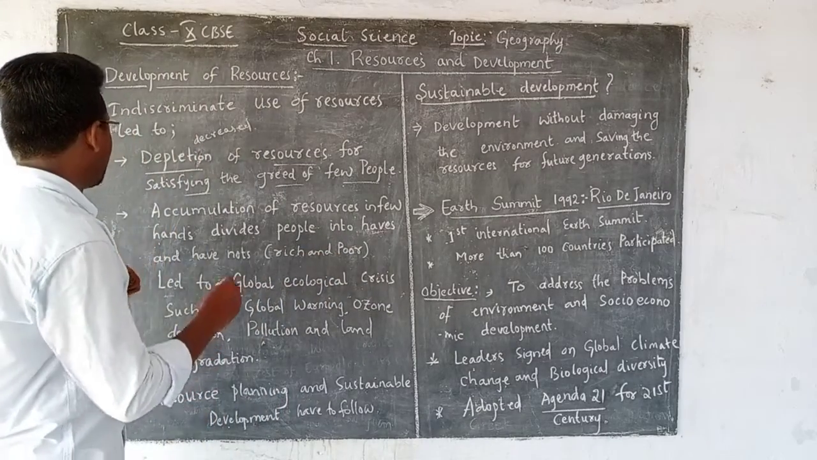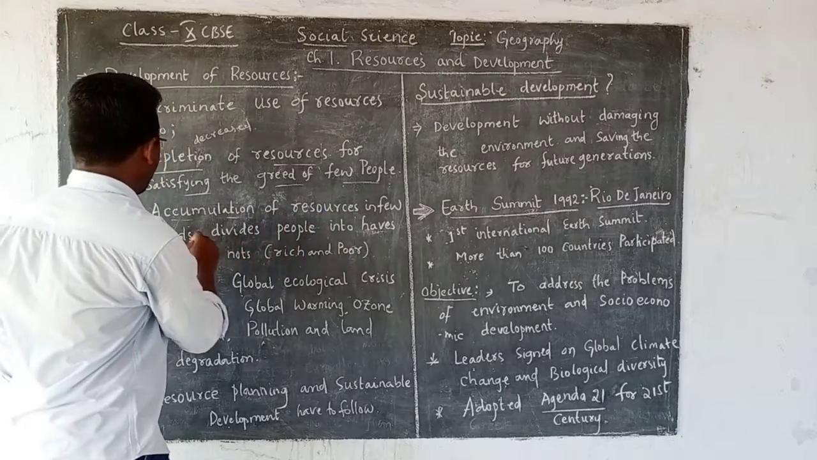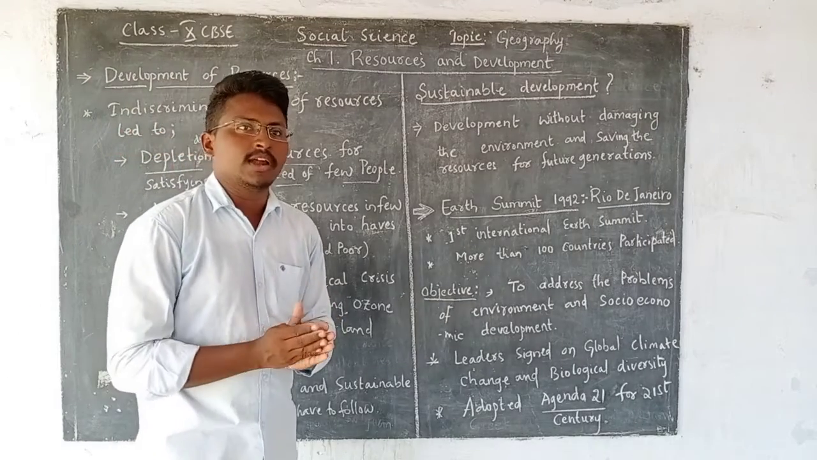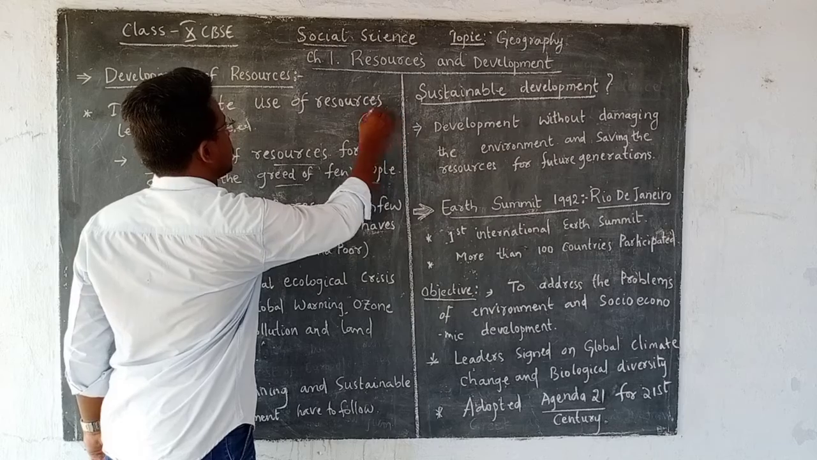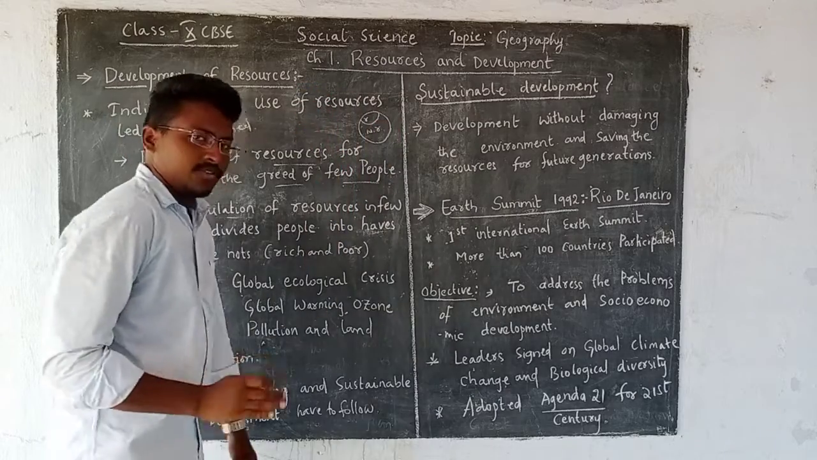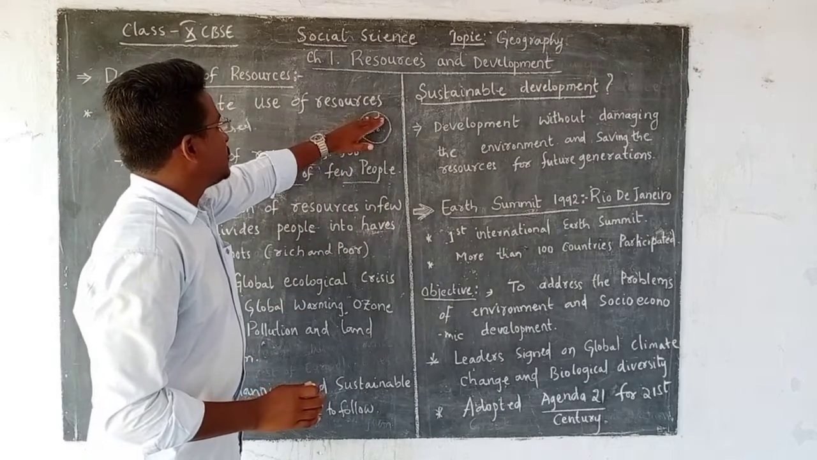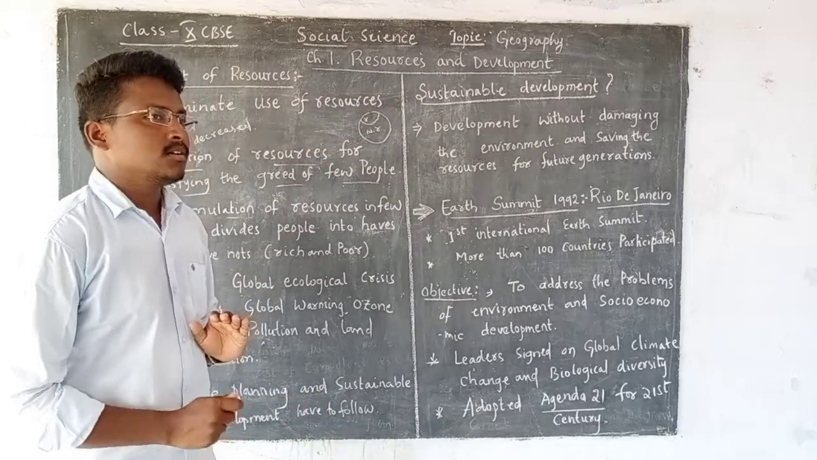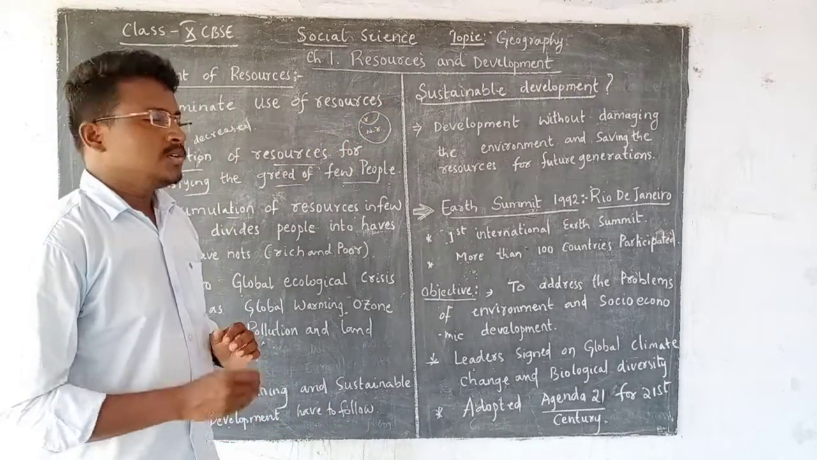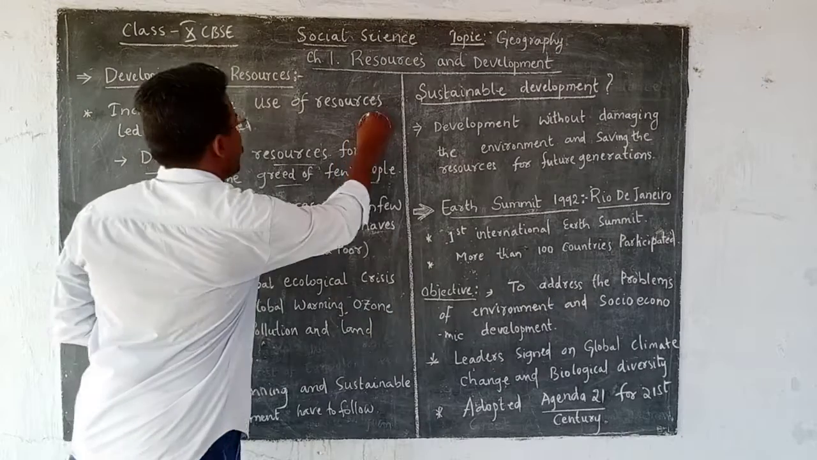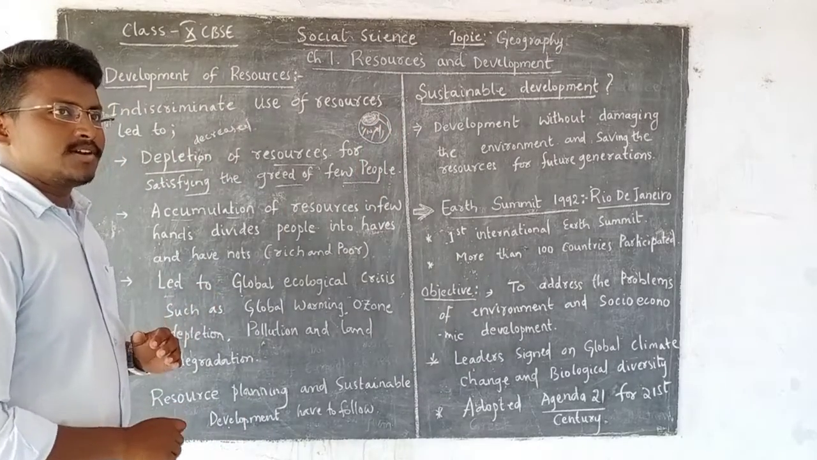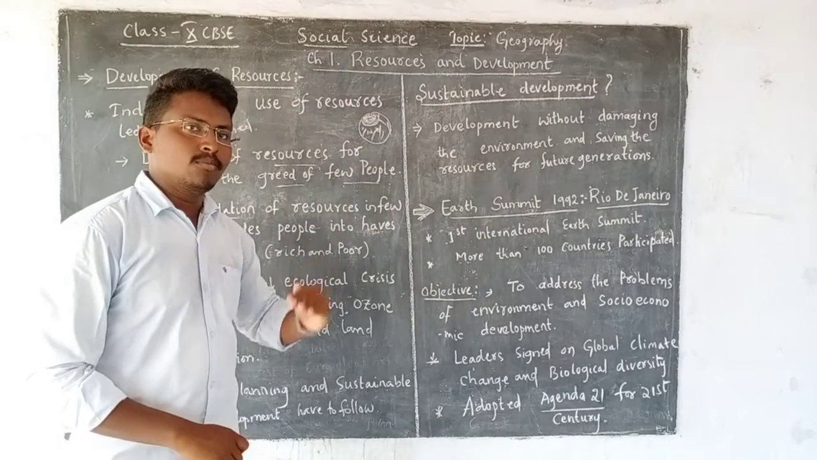The next consequence is accumulation of resources in a few hands, which divides the society into haves and have-nots. That means when resources are in fewer hands, for example, if this is society, and these people are having resources, and these people are not having resources, then the society is divided into haves and have-nots. At the same time, this also divides the society into rich and poor. Why it divides the society is because very few people are controlling these resources and they are not giving the resources to other groups of people. That is why the rich are becoming richer and the poor are becoming poorer.